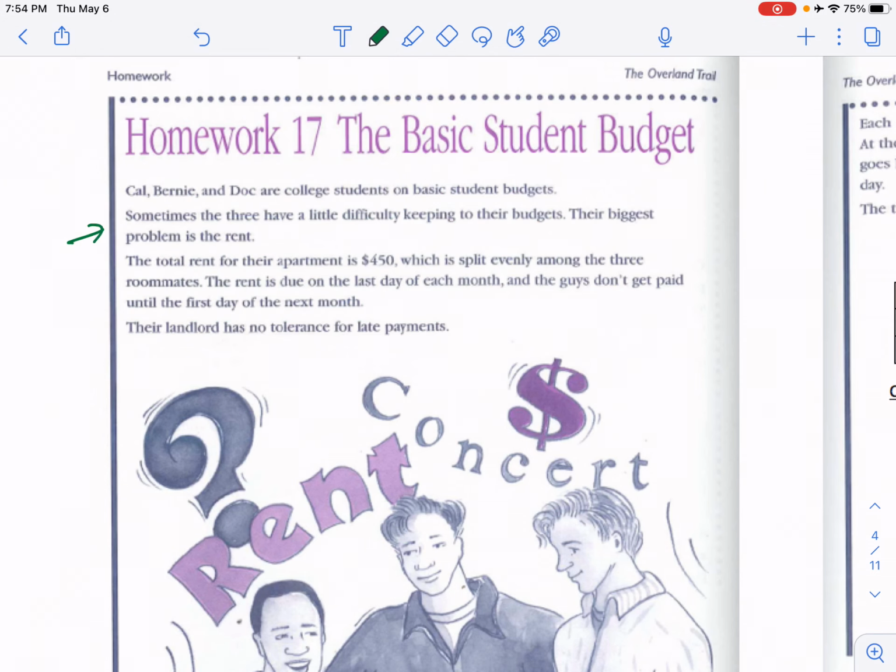And the issue is the rent. The total rent for their apartment is $450, which is split evenly amongst the 3. So how much is that per person?